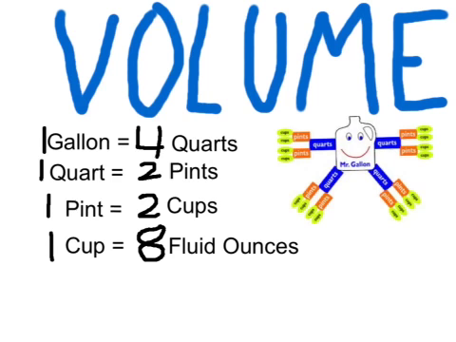In the U.S., volume is measured in gallons, quarts, pints, cups, and fluid ounces. There's also the gallon man, in which, as you can see, there's 1 gallon, 4 quarts as different limbs, 2 pints connected to the quart, meaning that there are 2 pints per each quart, 2 cups per each pint. 1 gallon is 4 quarts. 1 quart is 2 pints. 1 pint is 2 cups. And 1 cup is 8 fluid ounces.